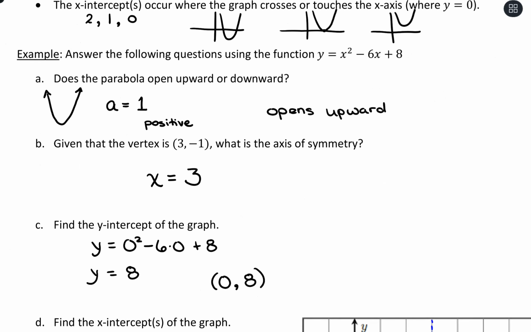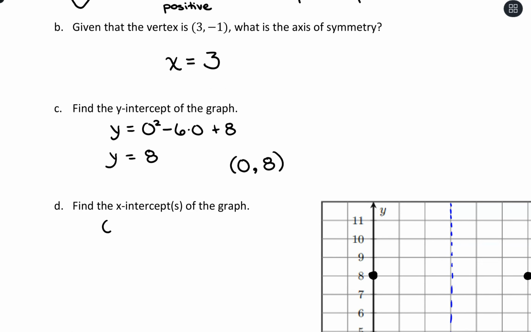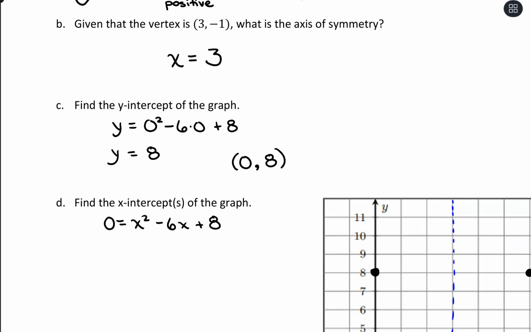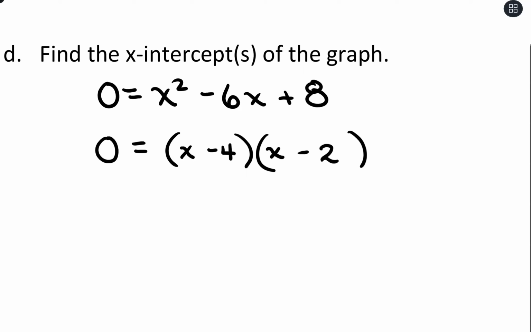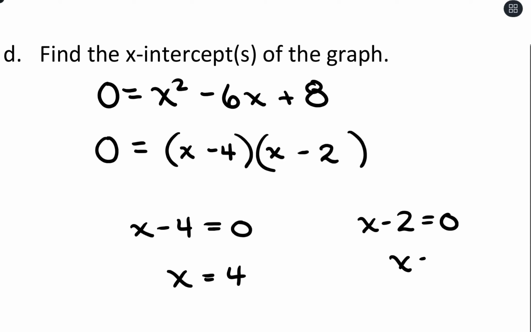So this comes from solving y equals 0. So what we would do is go 0 equals x squared minus 6x plus 8. And now this becomes a quadratic equation to solve. So we're going to use our methods that we learned in the previous videos with either factoring or square root method, completing the square, or quadratic formula. What I'm going to do with this one is I'm going to go ahead and try to factor it. Two values that multiply to positive 8 and add up to negative 6 are negative 4 and negative 2. So x minus 4 equals 0, which would be x equals 4, or x minus 2 equals 0, which would be x equals positive 2.